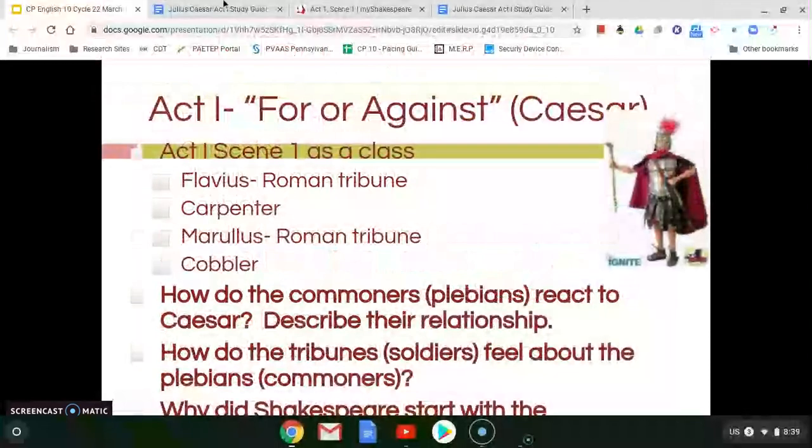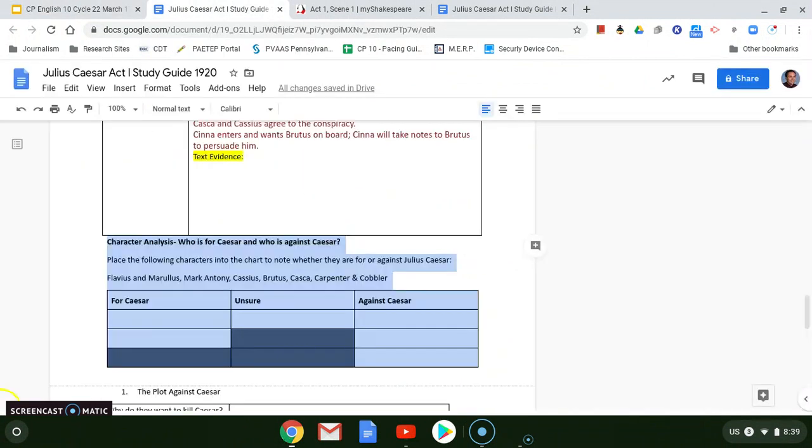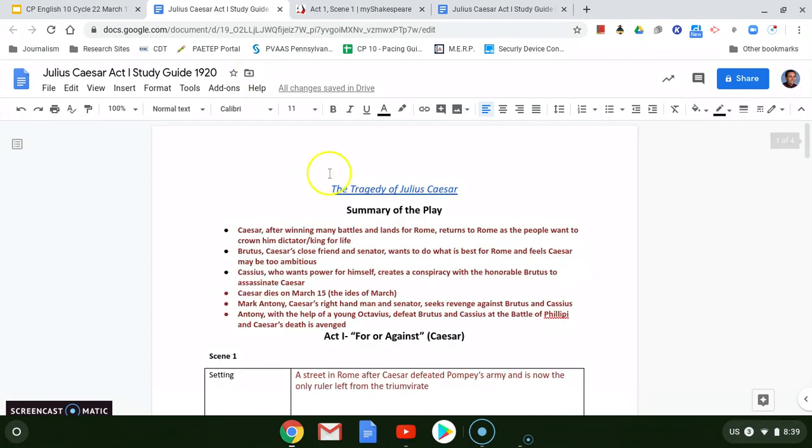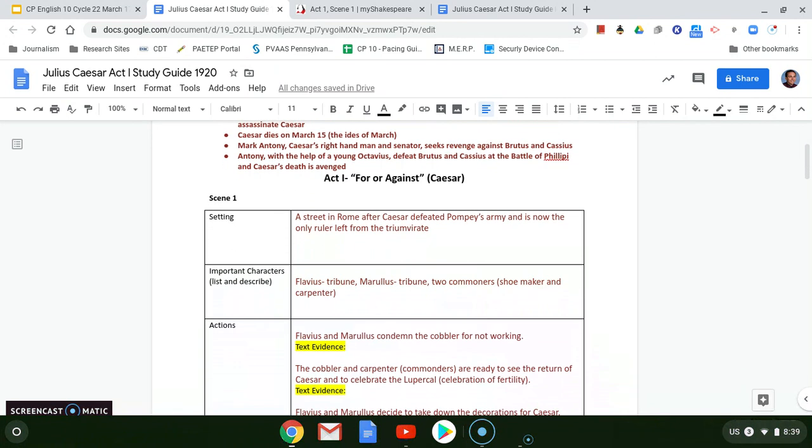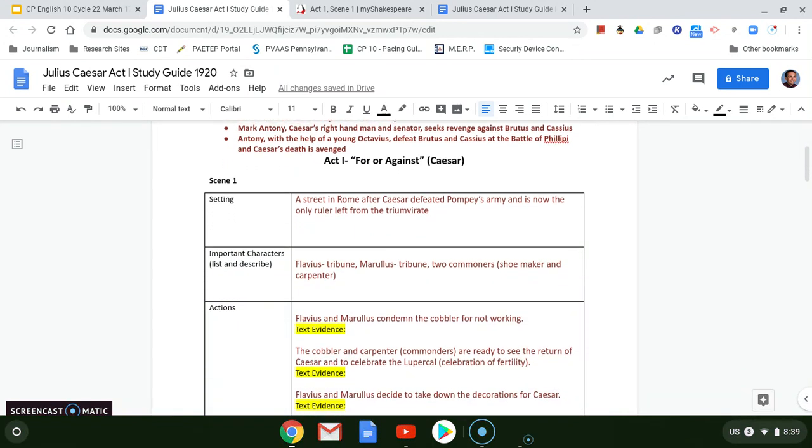So you're going to go to the Act 1 study guide. And it's like this. Now, these are graphic organizers built for you. And what I'm giving you is the summary of the play. It's telling you what is going on in each act, within each scene. Okay?